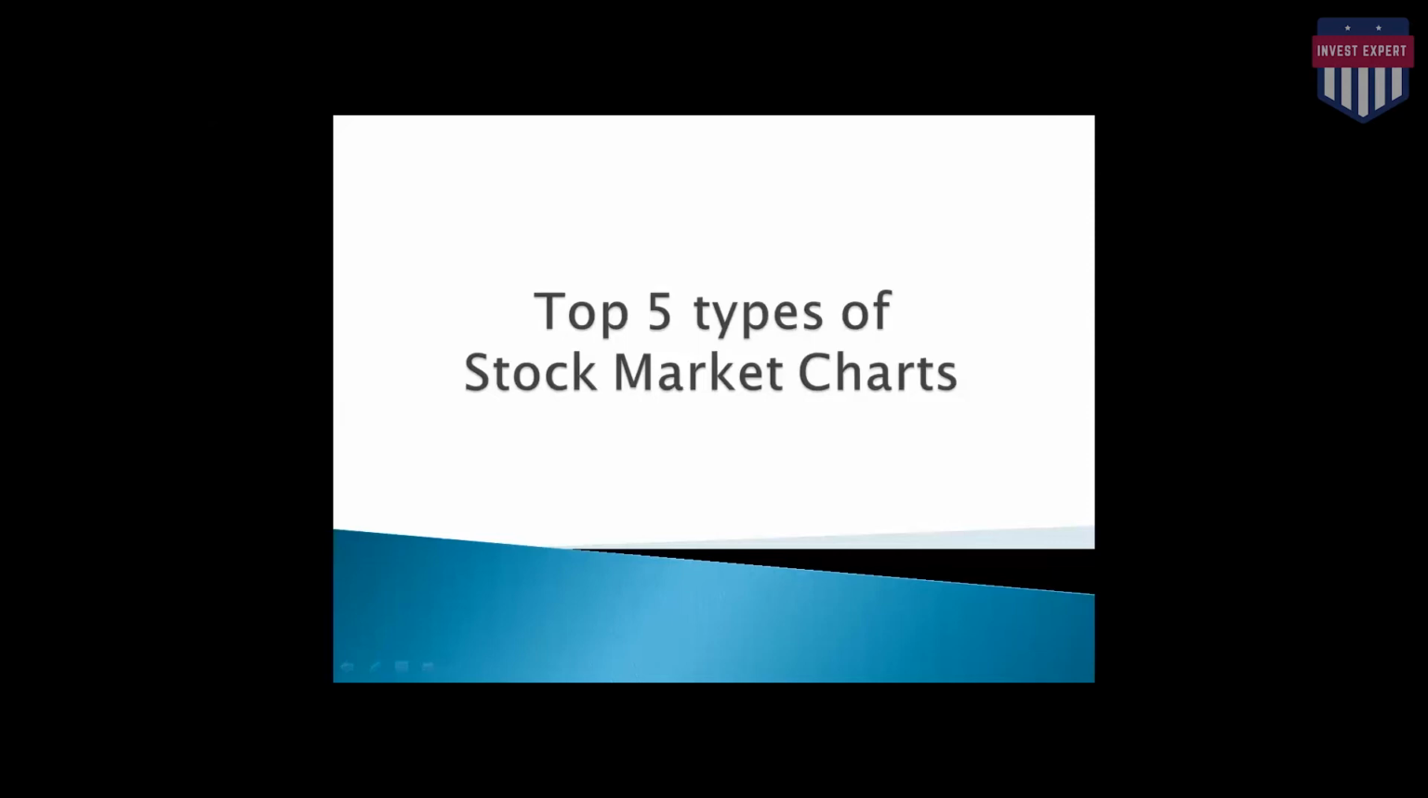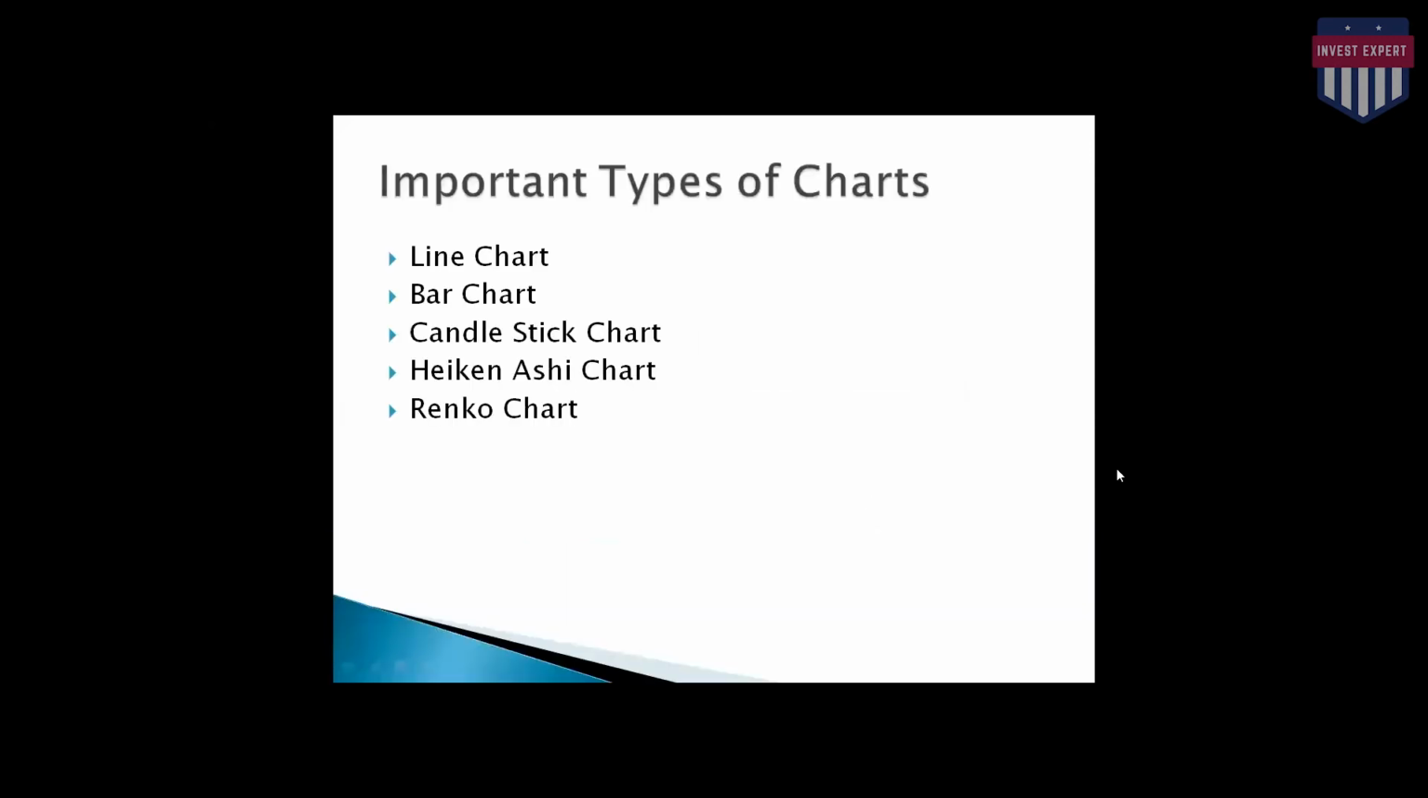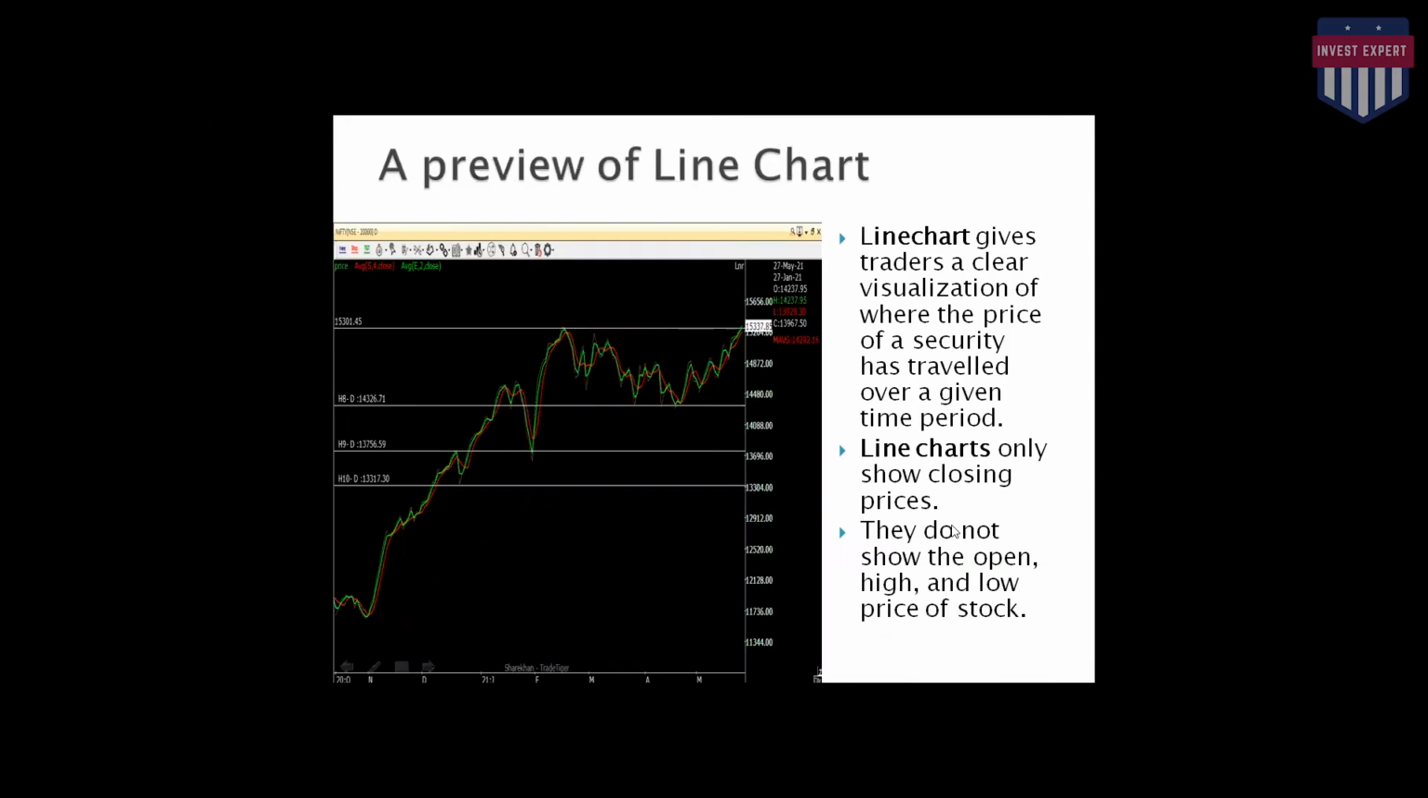So the 5 types of charts are line charts, bar charts, candlestick charts, Heikin Ashi charts, and Renko charts. Line charts look like this. It is a simple line which shows the price at a particular time. That could be a particular day of a month or a particular time of a day.